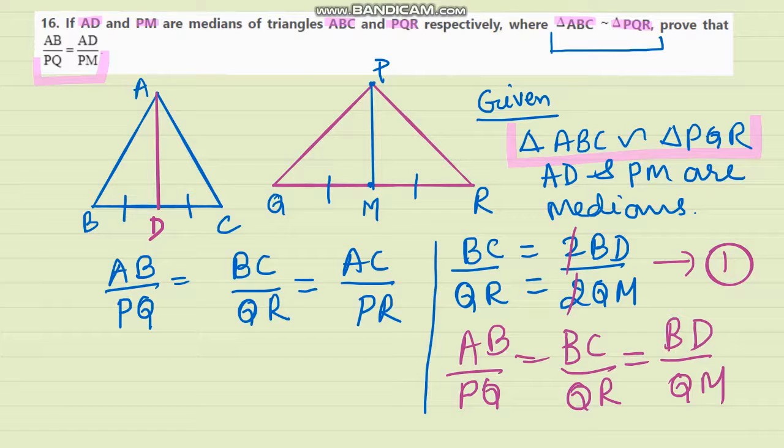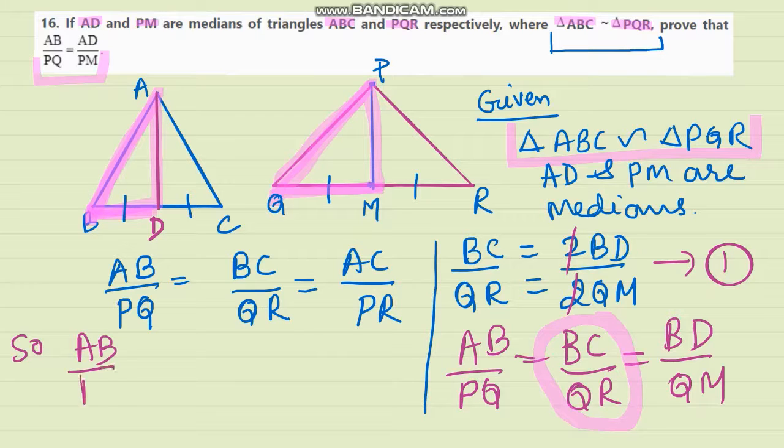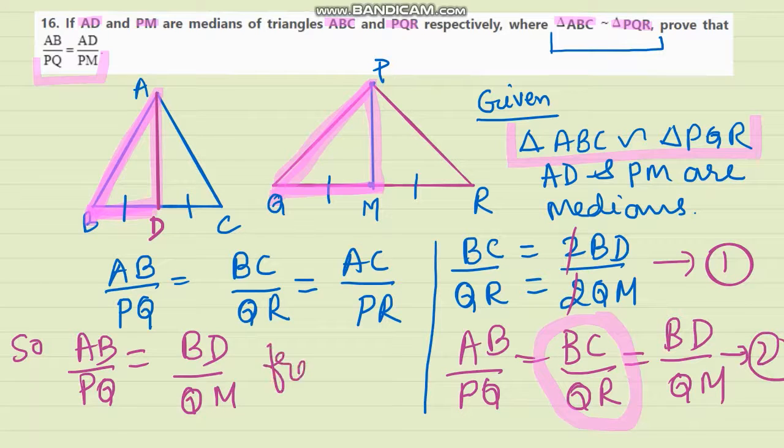Now let us go to the triangles. If you look at triangle ABD and triangle PQM, what are we getting? AB by PQ equal to BD by QM. Considering AB by PQ equal to BD by QM, let us take this as 2.